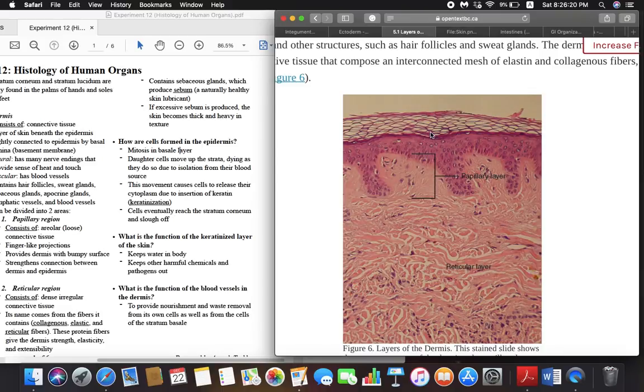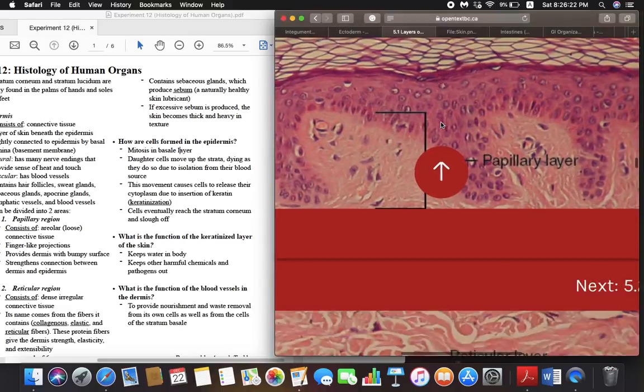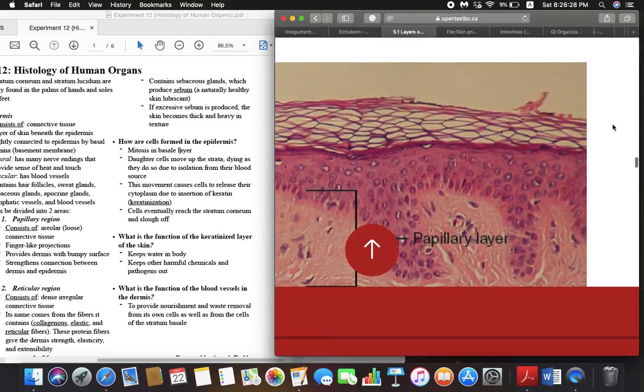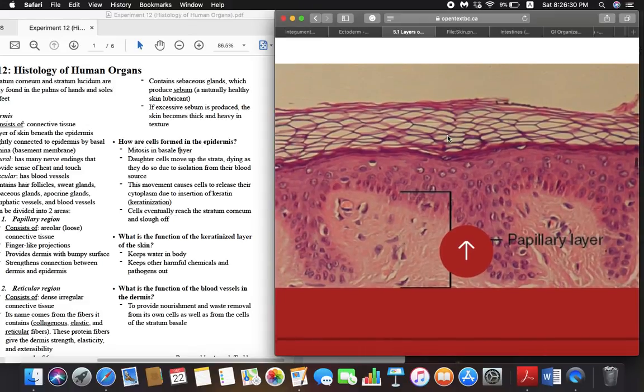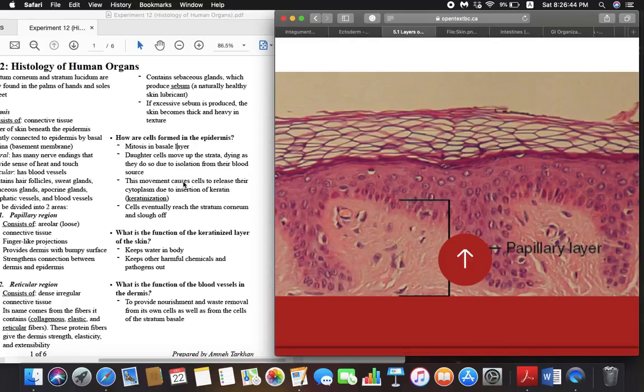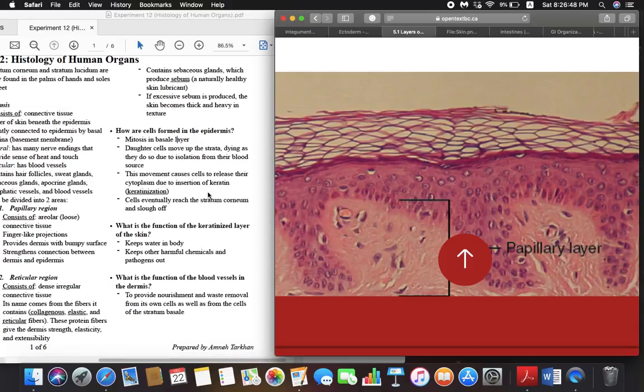As we can see here, the cells of the upper strata lack the nucleus. We can't tell if they lack a cytoplasm, but the most obvious thing here is that they do not have any nuclei. So if we have a question in the exam which has an arrow pointed here and asks which types of cells are these, we can easily tell that they're keratinized cells because they lack a nucleus. This movement causes cells to release their cytoplasm due to insertion of keratin, and this process is called keratinization.